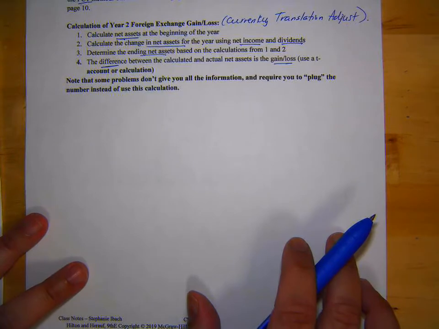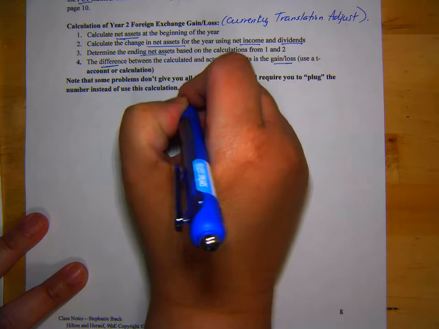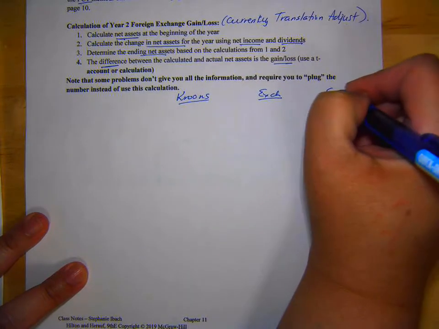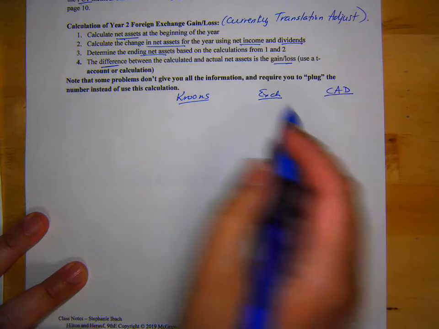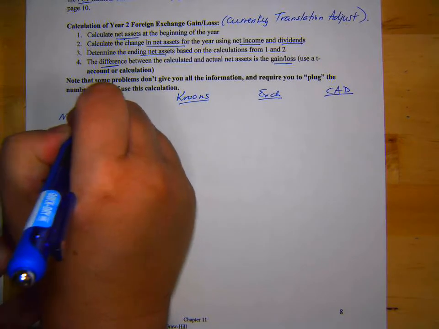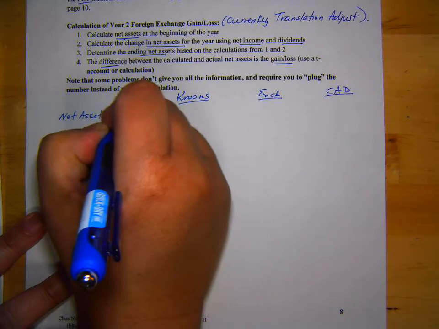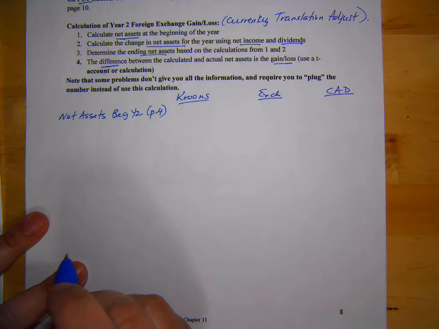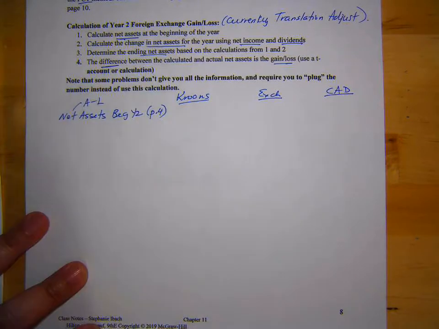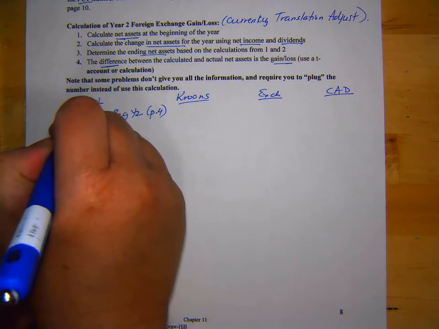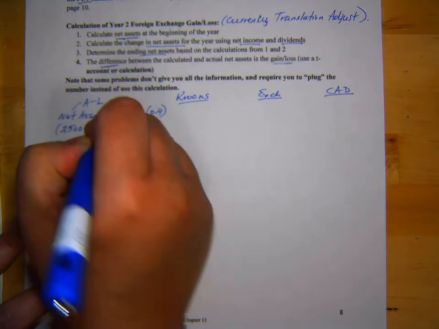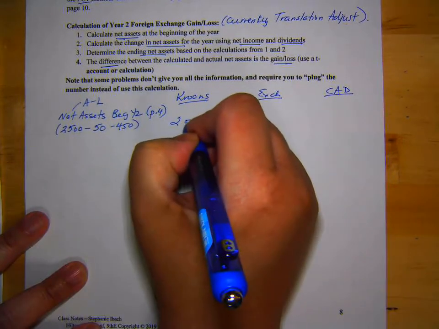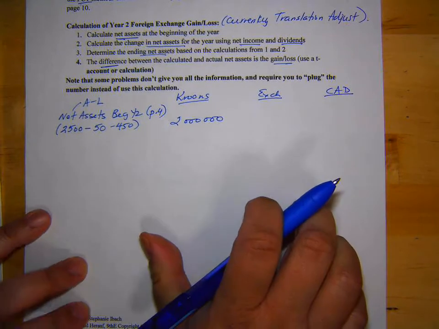So let's set up our little chart. We're going to have kroons, the exchange rate, and Canadian dollars. So we start with net assets at the beginning of year, which is on page 4. And remember, it's minus liabilities. So we've got 2.5 million minus 50,000 minus 450,000 gives us 2 million kroons.